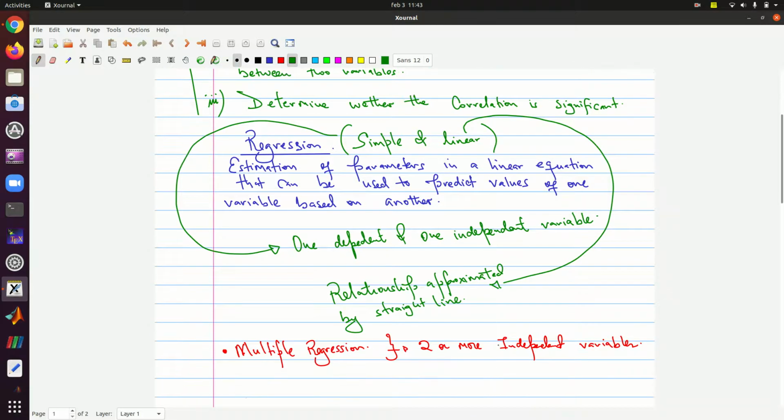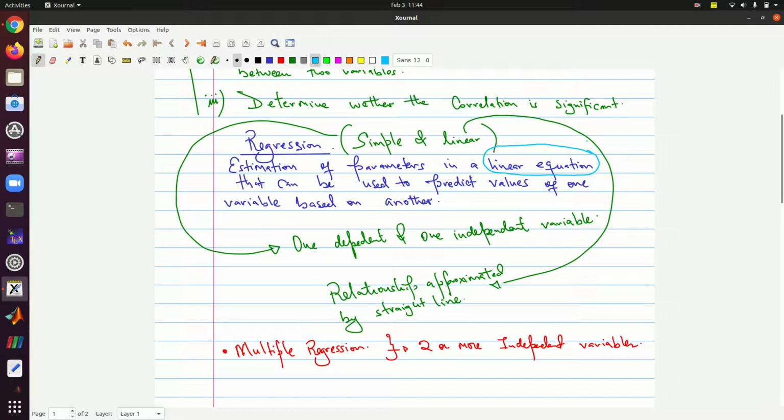So straight away we get to describe what regression is. Regression, in this case, refers to the estimation of parameters in a linear equation that can be used to predict values of one variable based on another. So our goal here is to estimate parameters which can be used in a linear equation for purposes of predicting one value based on the other.